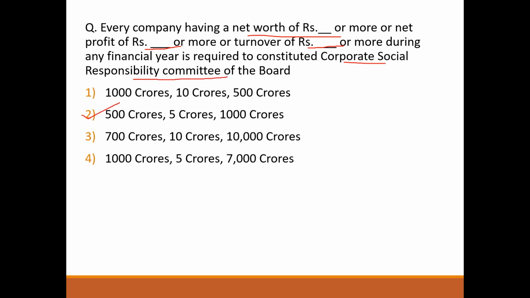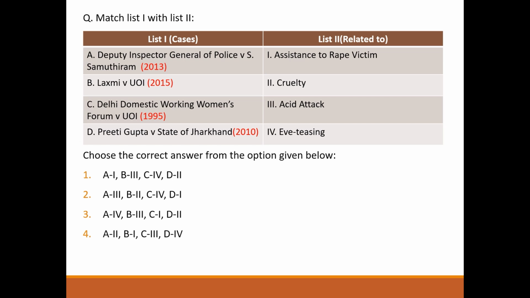Next question. Match the following. List 1 is cases and list 2 is related to. Deputy Inspector General of Police versus S. Samuthiram is for eve teasing. Lakshmi versus Union of India, acid attack. Delhi Domestic Working Women's Forum versus Union of India, assistance to rape victim. Preeti Gupta versus State of Jharkhand, cruelty. So answer will be option number 3.